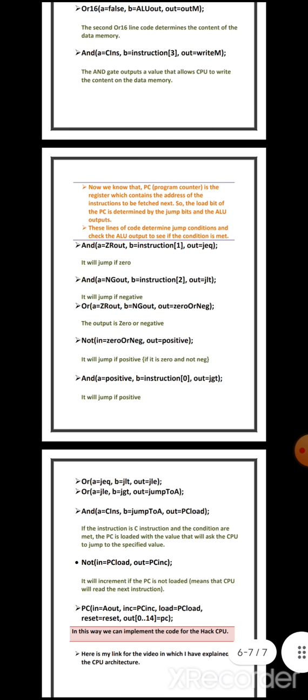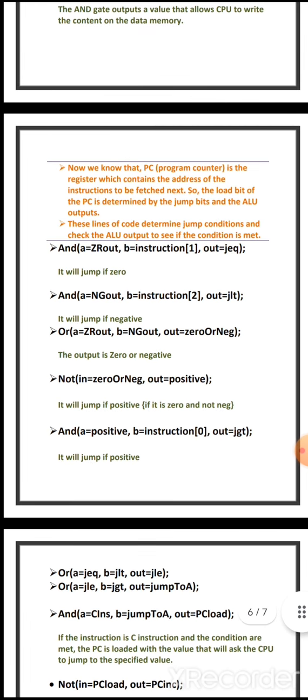The next few lines of code determine jump conditions and check the ALU output to see if the condition is met. It will jump if the output is zero, if it is non-negative, or if it is greater than zero. All these lines of code we have written in the last section.